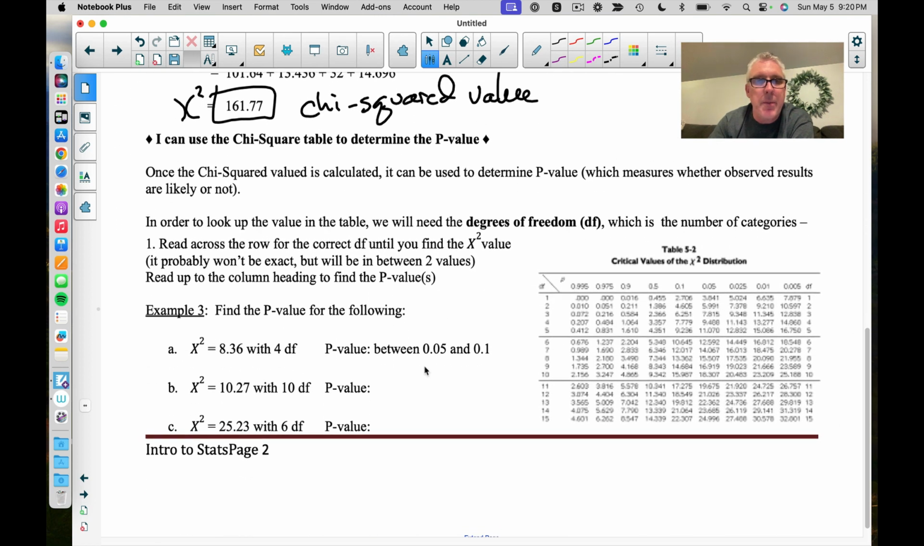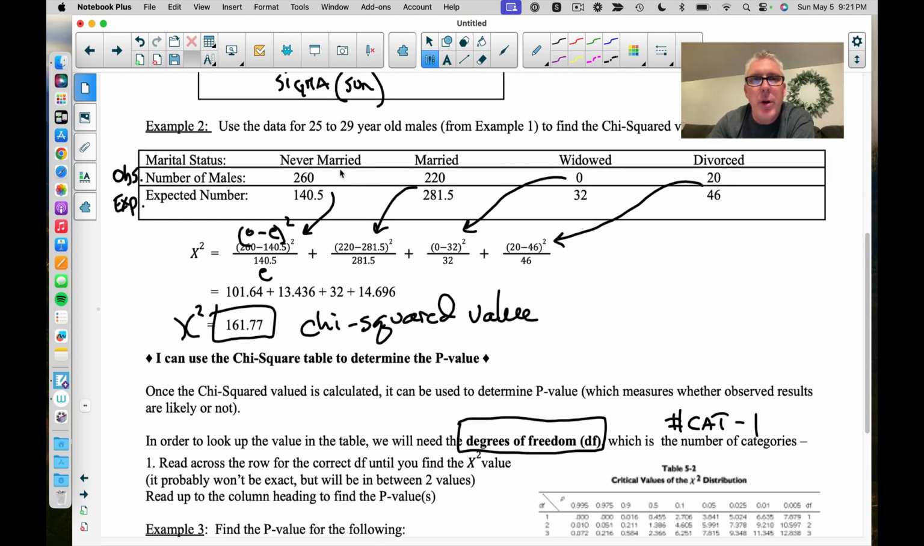Okay, so we're going to return back to this number, this 161 here, in a second, but we're just going to practice with the table here. So here's how this is going to work. First off, there's this thing called degrees of freedom. It's kind of a fancy name. And really all it is here, it's the number of categories minus 1. So for this problem back here, it would have been 1, 2, 3, 4 categories minus 1, which means the degrees of freedom would have been 3.